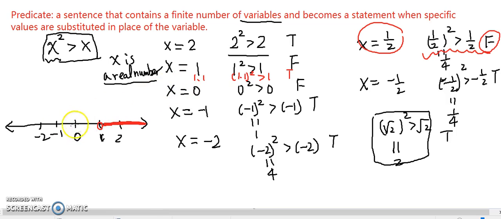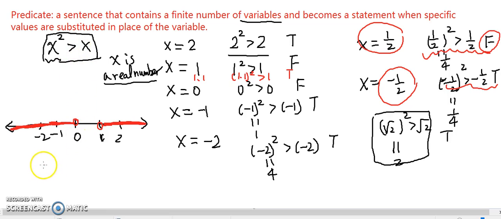And next, let's look at numbers between -1 and 0. We picked -1/2, and similarly, you can check -1/3, -2/3. That should also make it a true statement, because when you square any negative number, you always get a positive, and then it should be bigger than itself. So it looks like anything except 0 on the left side should work. Okay, so these numbers highlighted are the values for x that will make this a true statement.